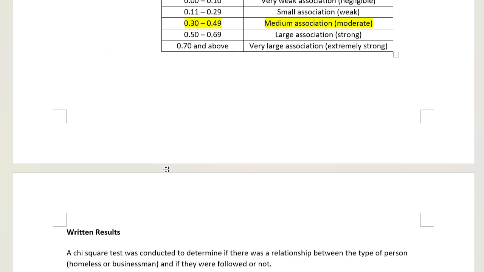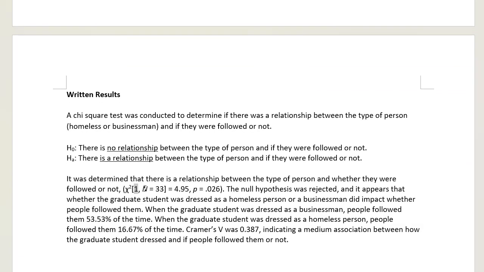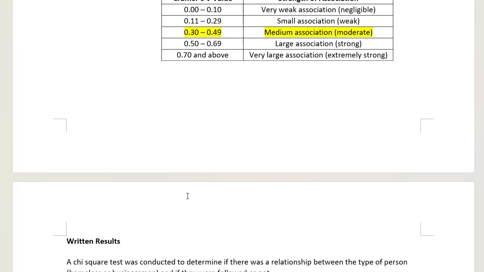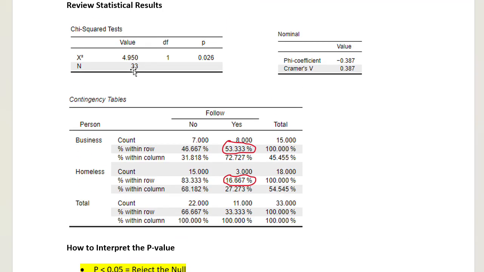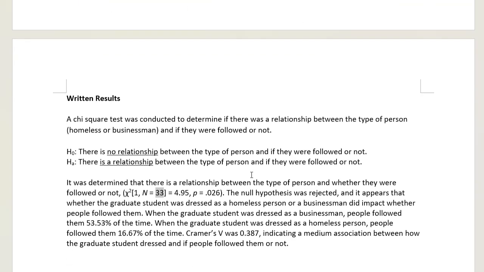But with a chi-square test, they always want to know what n is. So italicize n and put that in. That's that total sample size. So that's that n is 33. Also, that's a good time to double check, does your n on the table match? Because that total value is 33 on this table. If it doesn't match the n on the chi-square test, there's an issue there. So we've got that one.